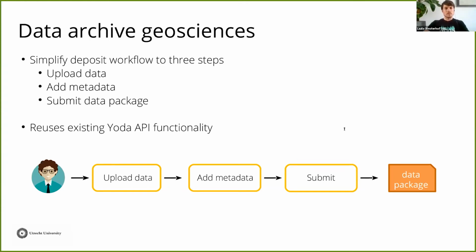A good example of building new workflows on top of our existing API functionality is our data archive for geosciences project. In essence, it's the same workflow as the deposit workflow, but we want to create the most simple way possible for researchers at the university to deposit the data package. Use 3 simple steps: upload your data, add the metadata, and submit to create a data package in Yoda. So with Flask and with the Python iRODS client, this became really easy to create because we can reuse all the existing API functionality.